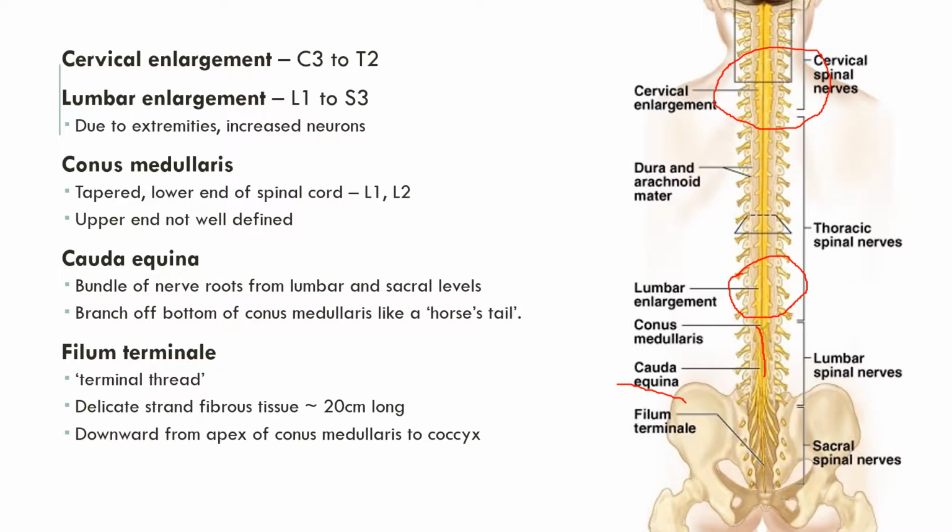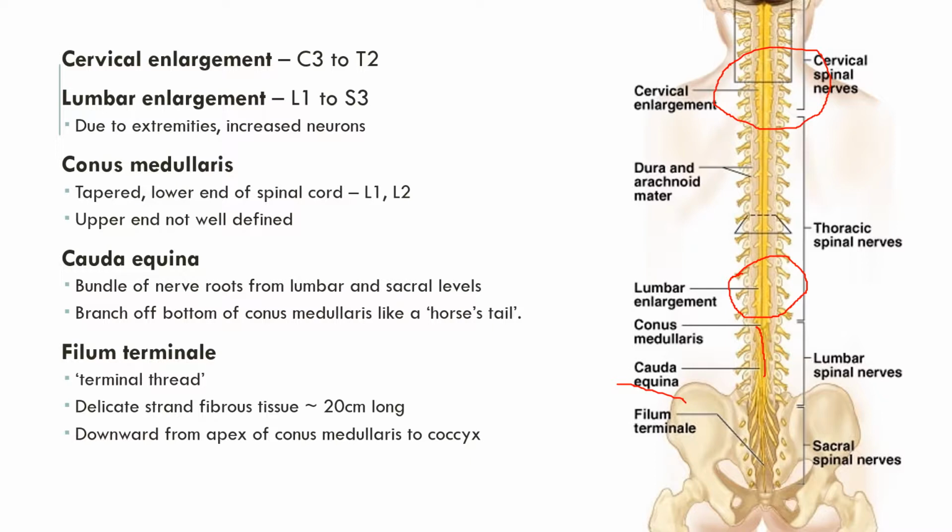And finally, at the terminal end, we have the filum terminale, or the terminal thread. This is a delicate strand of fibrous tissue around 20 centimetres long, and it goes from the apex of the conus medullaris to the coccyx.